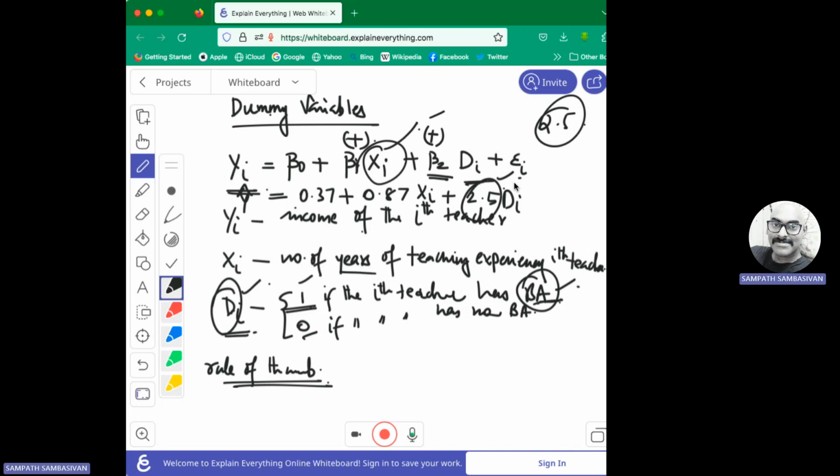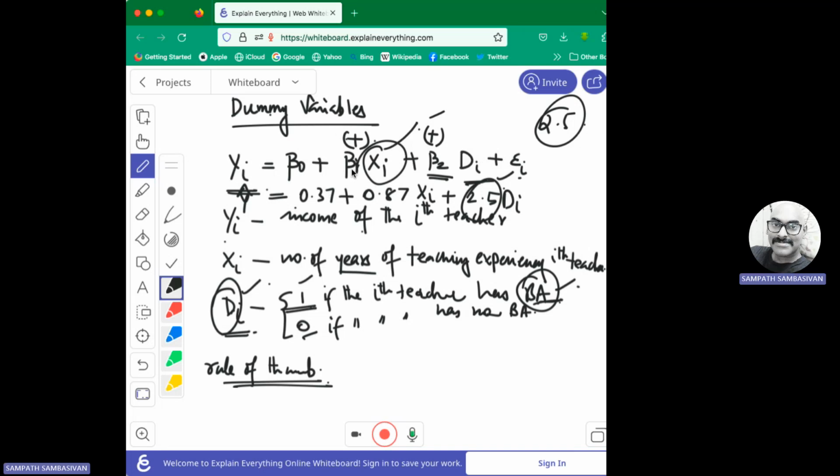I hope this condition is very clear to all of you. So yi is the income or the salary of the ith high school teacher, xi the number of years of experience, and di is the dummy variable which tries to capture the two conditions, whether or not a high school teacher has a BA degree.